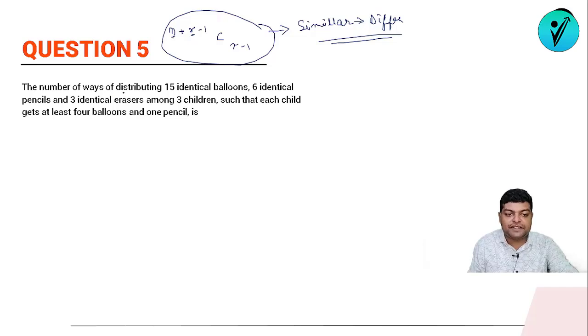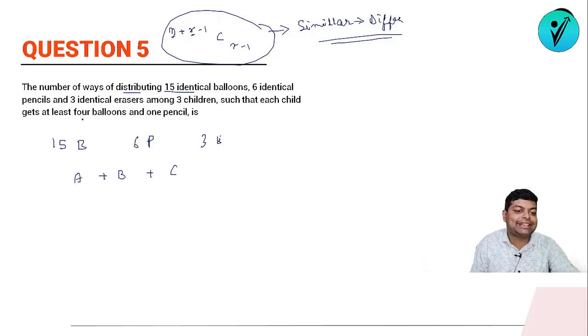The number of ways of distributing 15 identical balloons, 6 identical pencils and 3 identical erasers among 3 people, A, B and C, such that each child gets at least 4 balloons. Means it's a compulsion that each child has to have 4 balloons and 1 pencil. मतलब 4 बलून्स होना ही चाहिए और 1 पेंसिल होना ही चाहिए.